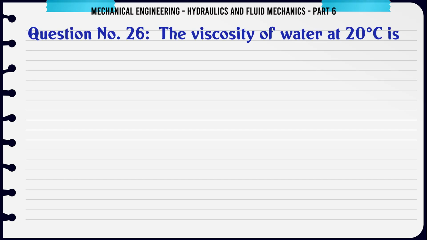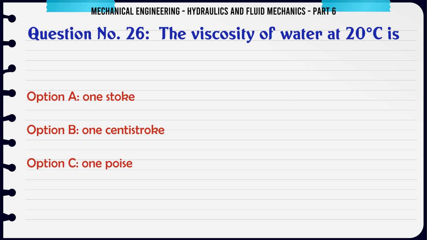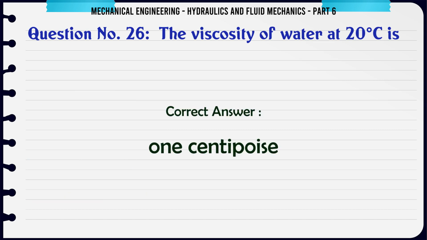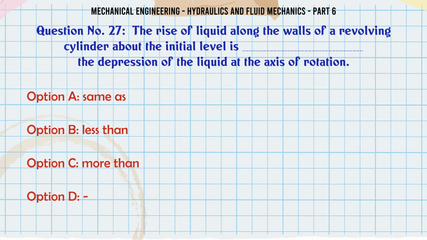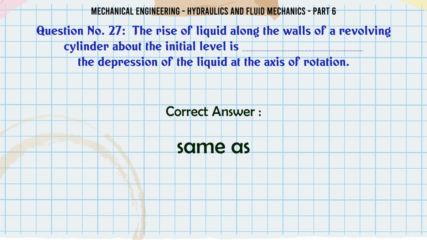The viscosity of water at 20 C is A 1 stoke, B 1 centistoke, C 1 poise, D 1 centipoise. The correct answer is 1 centipoise. The rise of liquid along the walls of a revolving cylinder about the initial level is the depression of the liquid at the axis of rotation. A same as, B less than, C more than. The correct answer is same as.